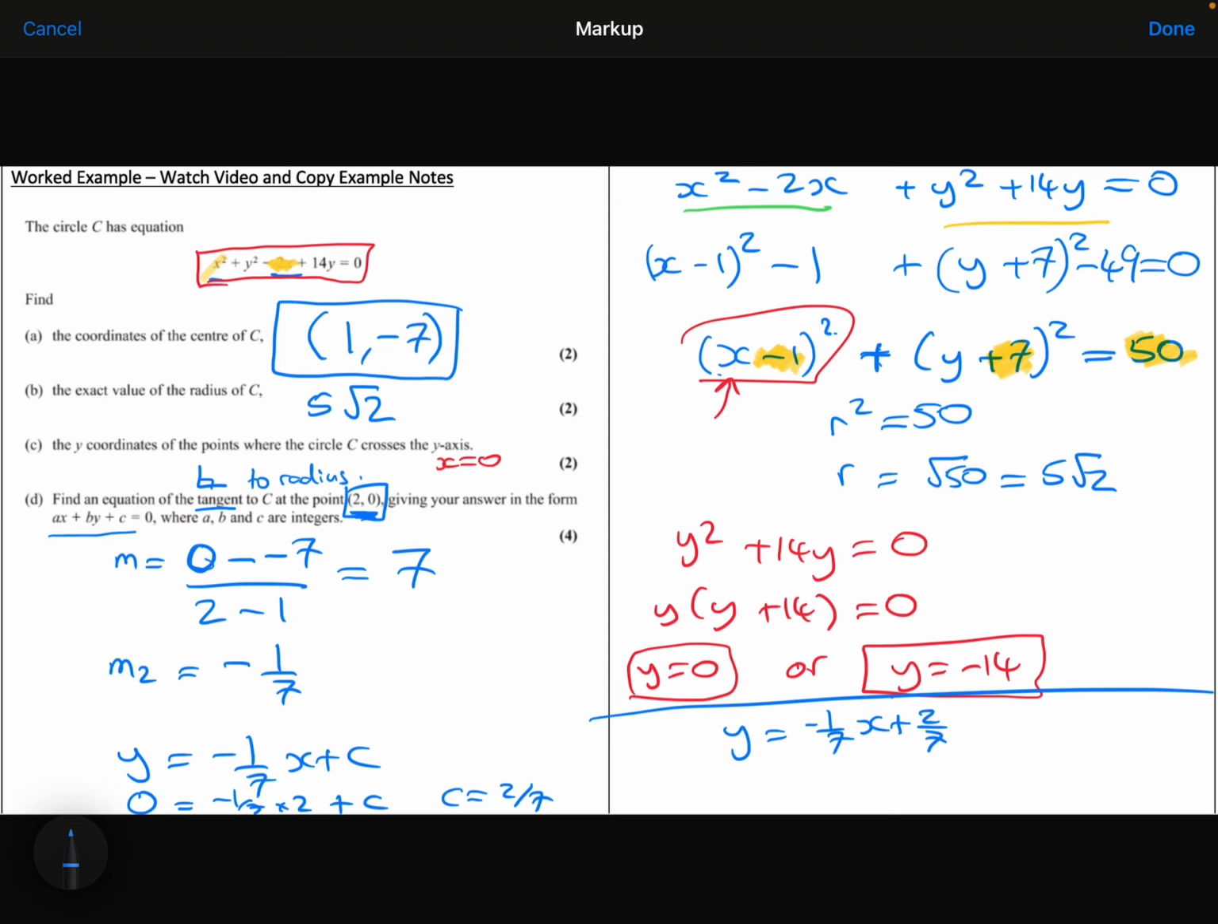And now just to rearrange it in the correct form. So times by 7. And then move everything over to the left-hand side. So I'll get x plus 7y minus 2 equals 0. And there we go.